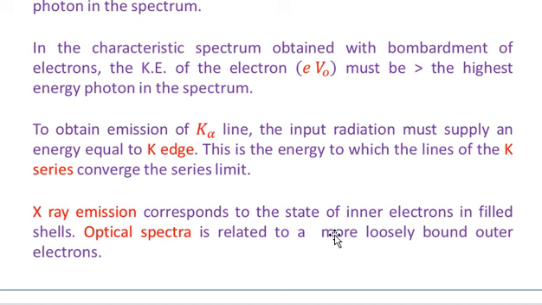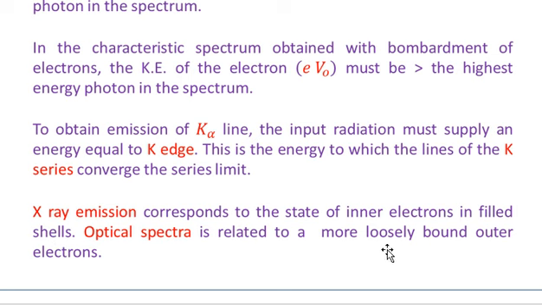X-ray emission corresponds to the state of the inner electrons in filled shells. Of course, other jumps from the L shell, the M shell, the N shell, the O shell, the P shell, electrons will ultimately jump to the K shell to fill the vacancy, and then of course a series of X-ray spectra can be obtained.